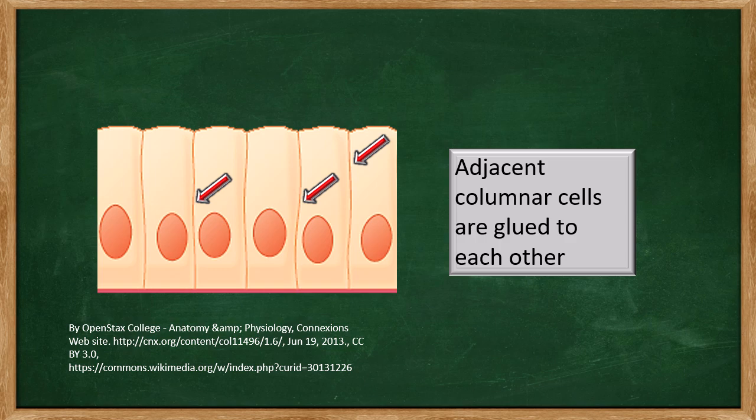Adjacent cells are glued to each other. Those lines in between the cells represent the fused cell membranes of two adjacent cells. But this level of gluing varies in different parts of the cell, and the characteristic of the adhesion depends upon the regional requirements between the two cells. Let's see some of the common types of cell junctions.